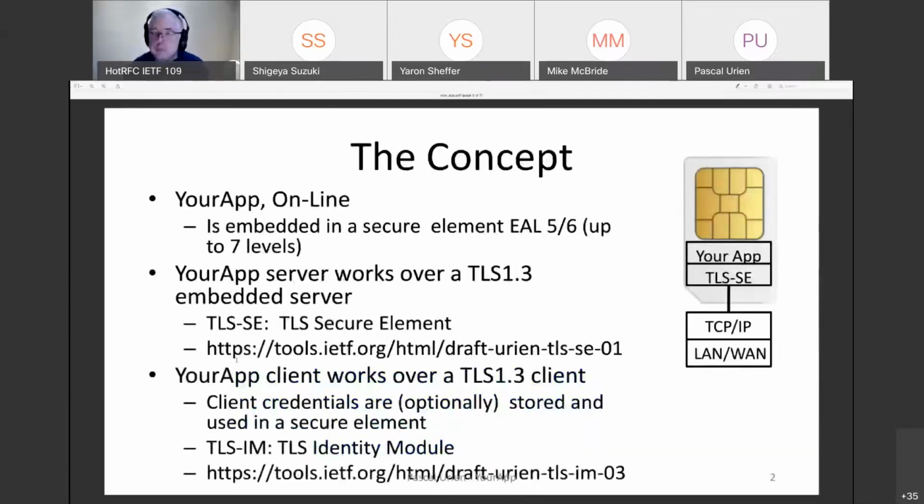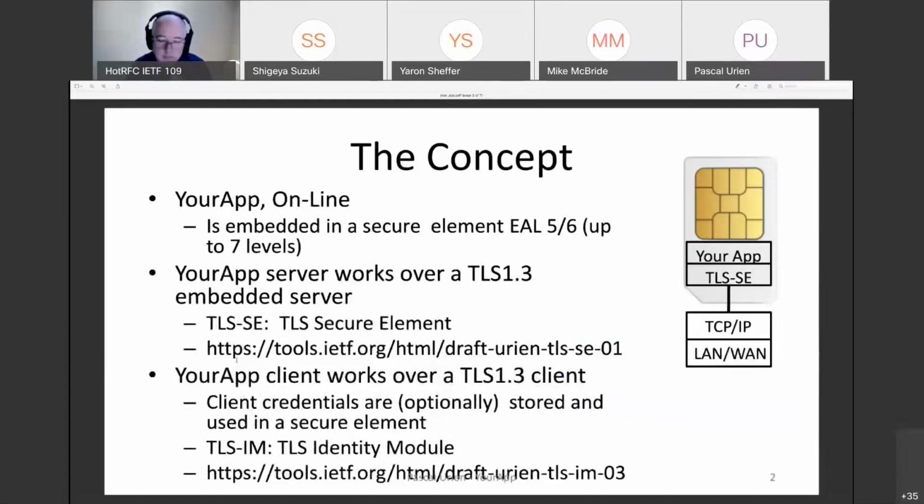You want to put your application online, but for privacy reasons, you want to keep control. For that, the application is embedded in a secure element. Secure elements have several form factors like SIM, but they can also be integrated in an SoC. Secure element evaluation assurance level is about 5 to 6, given a maximum value of 7. Your app server works over a TLS 1.3 embedded server.